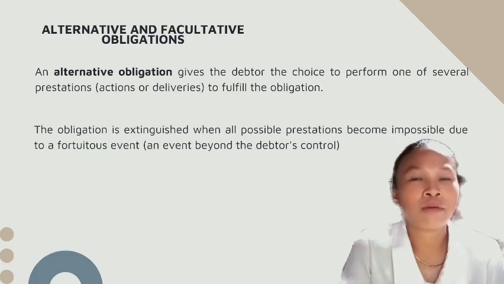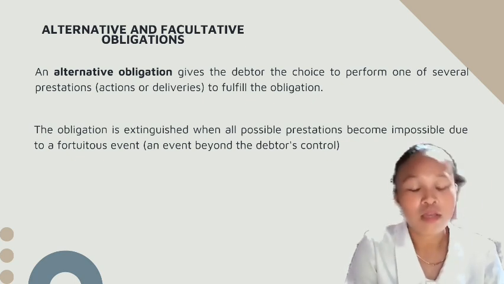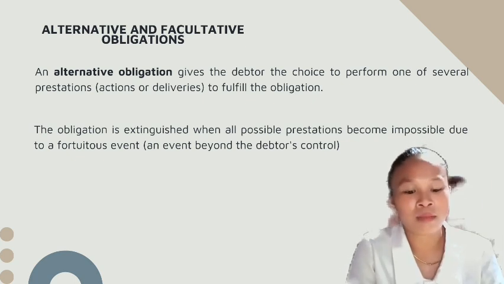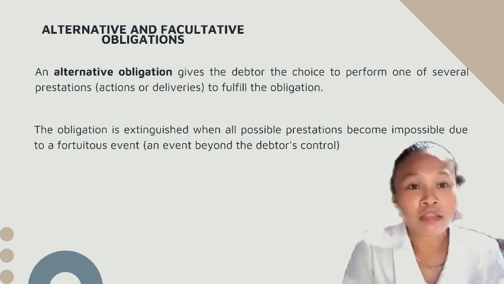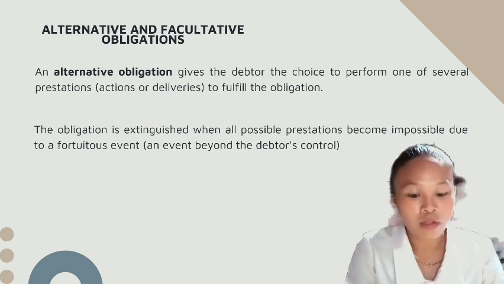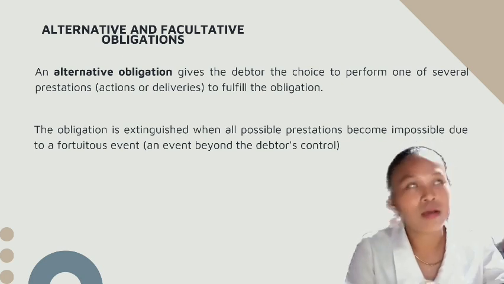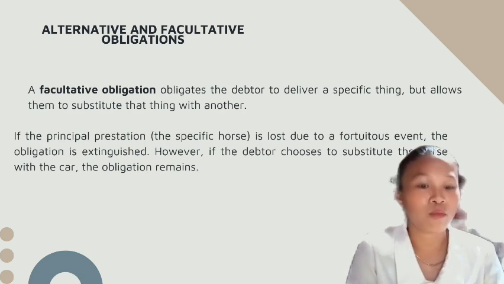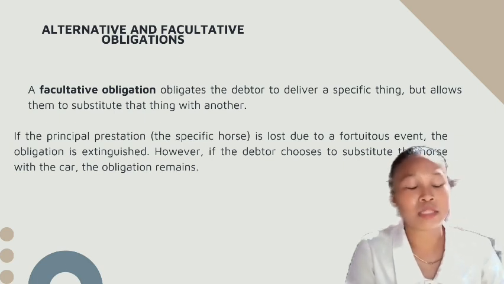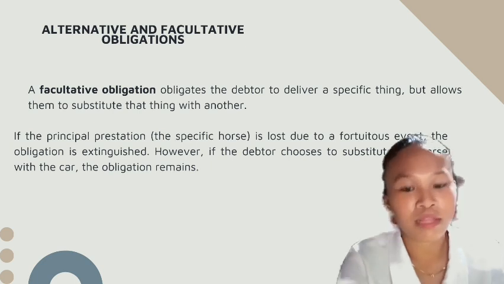I am Lojin Mitiwario, and my topic is all about alternative and facultative obligation. So, what are alternative and facultative obligations? In the context of legal obligations, an alternative obligation allows the debtor to fulfill the obligation by performing one of several prestations. While a facultative obligation only obligates the debtor to perform one specific prestation, but they can substitute it with another one.